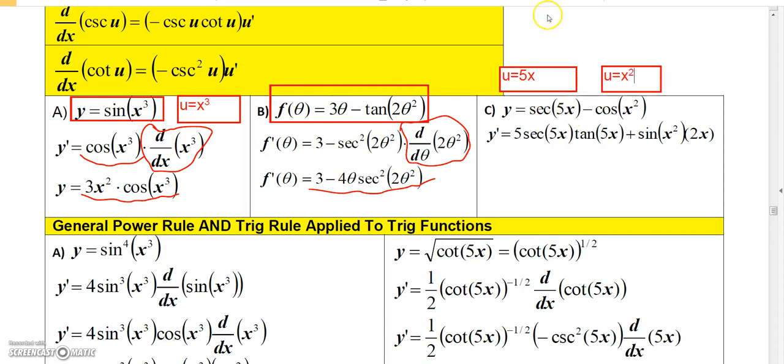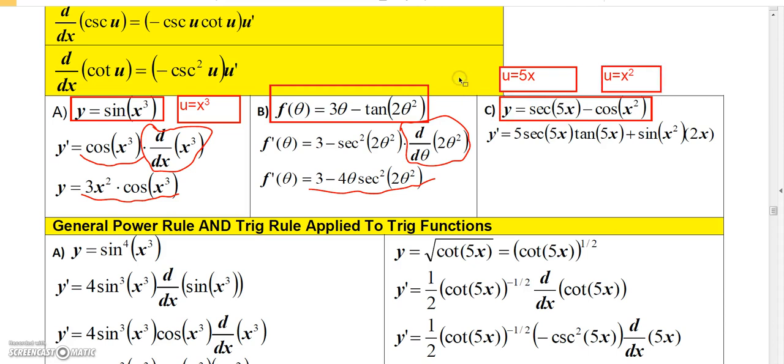So in the next one, we're going to have to apply this rule to each of these terms. So the first term is secant of 5x. So in that one, we're going to think of u as being 5x. And the next one, we have cosine of x squared. So u would be x squared. Now on this one, I went ahead and just did this in my head. So let's see if we can do this in our head here.